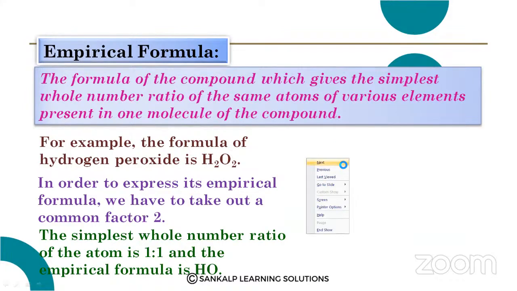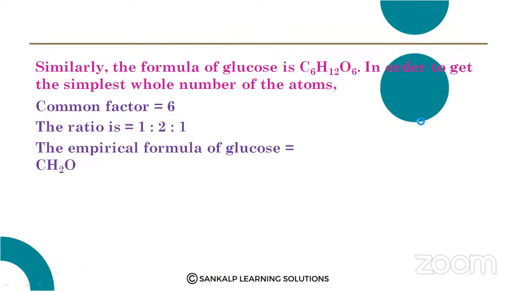One more example. Take the example of C6H12O6, that is glucose. Whenever you are finding the empirical formula, first you have to take what is common between these. 6 is common. So when you take 6 common, this becomes C1, 6 twos are 12 so this becomes H2, and this becomes O, oxygen.